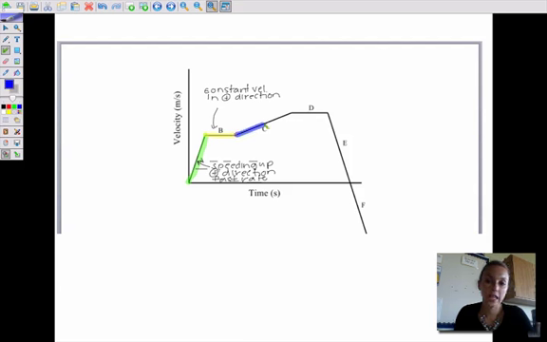For line C, it's a straight line with a kind of medium slope, and it's in the positive quadrant. So for line C, it's speeding up in the positive direction, but at a slower rate than A.